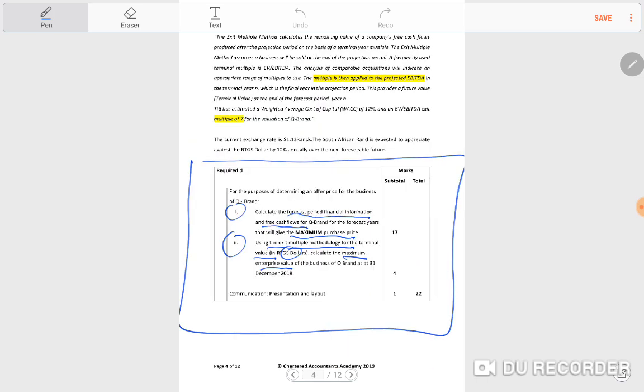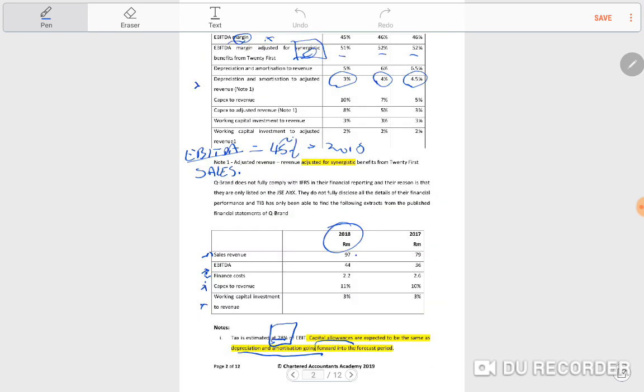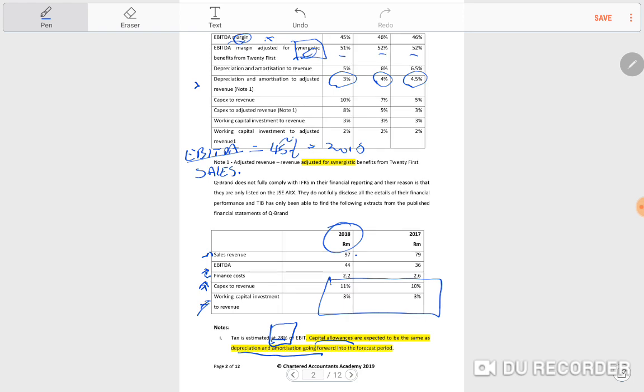And then what else should we adjust for? Let's go back to our scenario to find out. Here we're told about capex, we're told about working capital. These figures are historic, but we need the figures that we're going to be using going forward. So what are we going to do? We go back to this table here. We have capex to revenue and capex adjusted for synergistic benefits. Since we said we're going to be using synergistic benefits, for capex we're going to use 8%, 5%, 3%. For working capital we're going to use 2%, 2%, 2%.